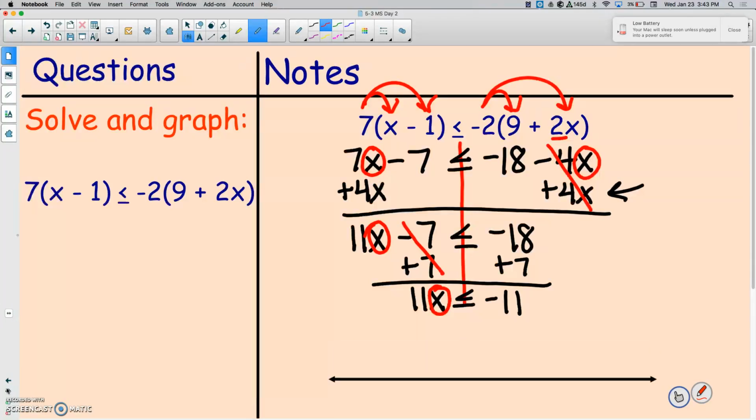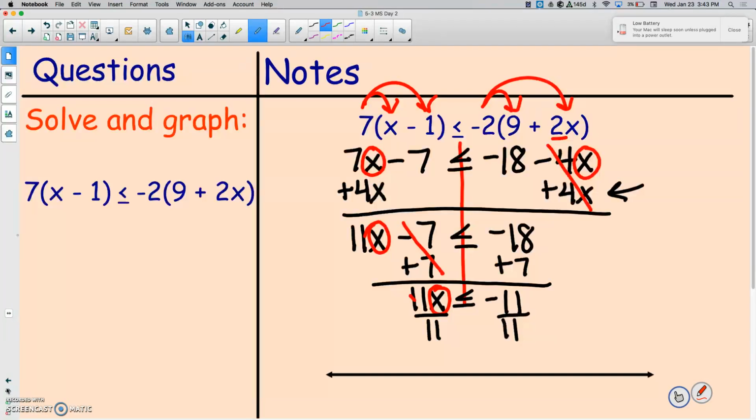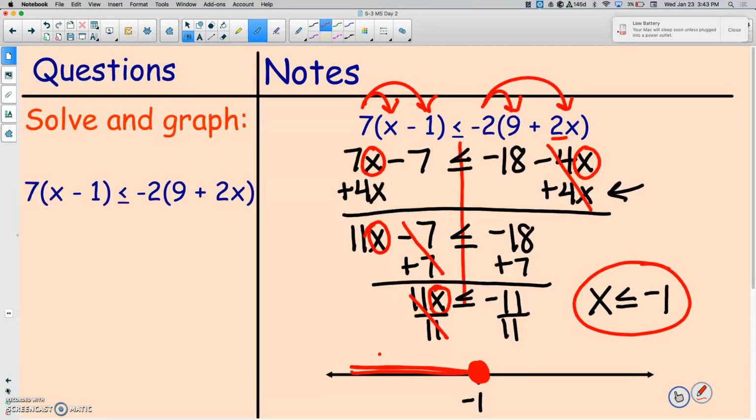And then my last step is to divide both sides by 11. So then x is less than or equal to negative 1. Negative 11 divided by positive 11 is negative 1. So this should be a closed circle this time. Less than or equal to goes to the left. And to the left of negative 1 would be negative 2 and negative 3.